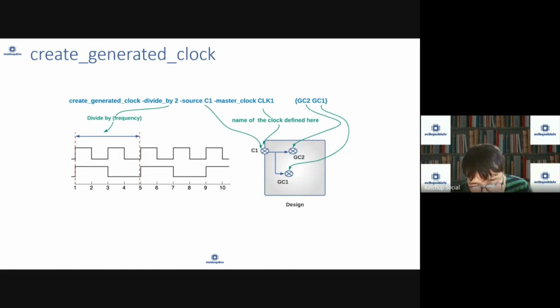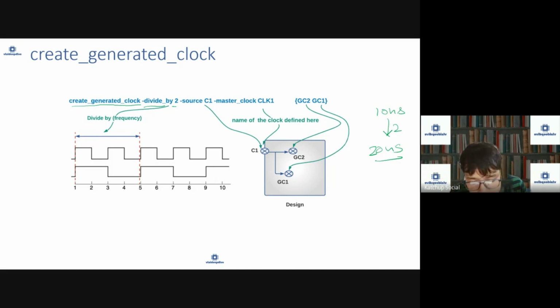Okay, so the command name is create_generated_clock. It's a divided clock, divide by 2. Keep in mind, this is dividing the frequency. This is not dividing the period. If the master clock has a 10 nanosecond period and you divide the frequency by 2, your period will actually become double. So dividing the frequency, you're not dividing the period. Okay, keep that in mind.